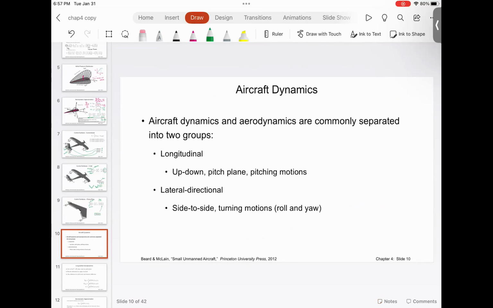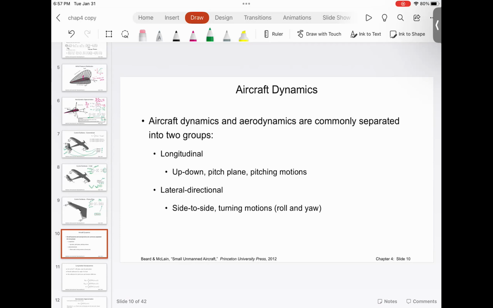Now, next part, there's a question. Yes, this is the same thing as the B-2 bomber. That is correct. Now, the next part is the aircraft dynamics.